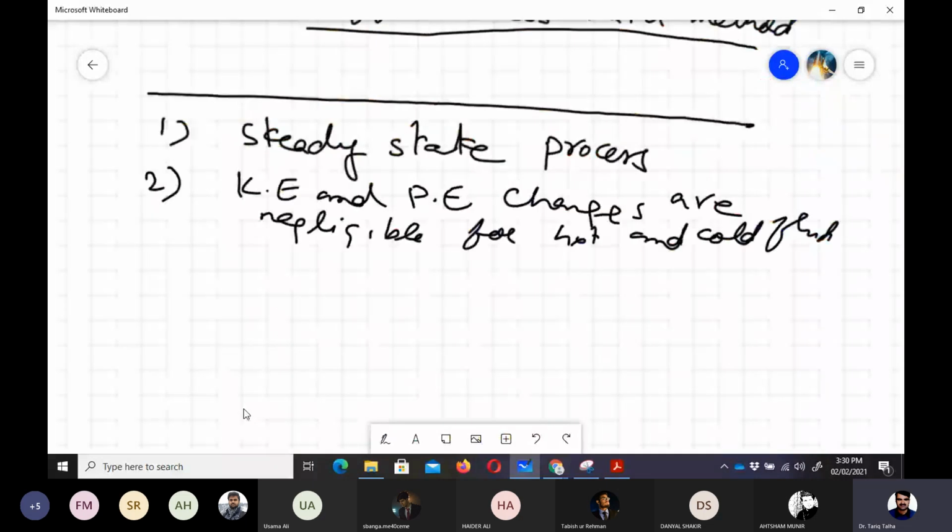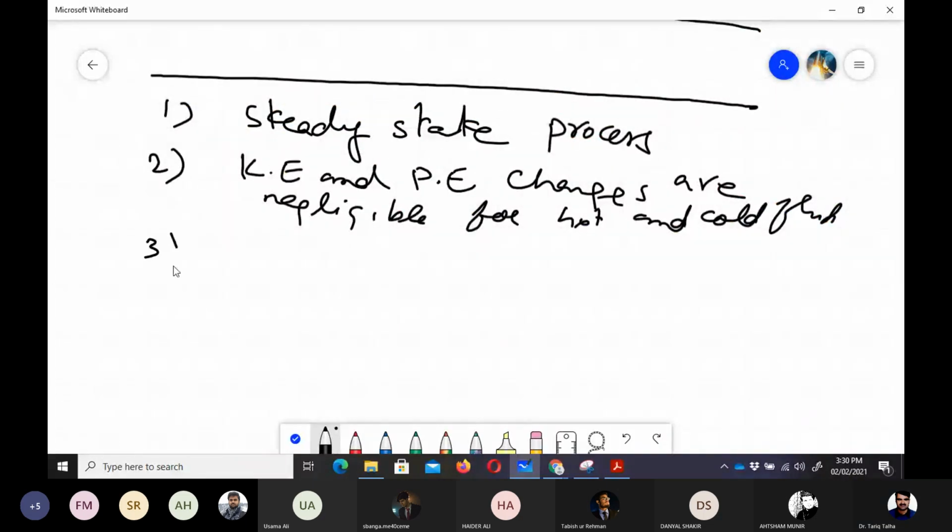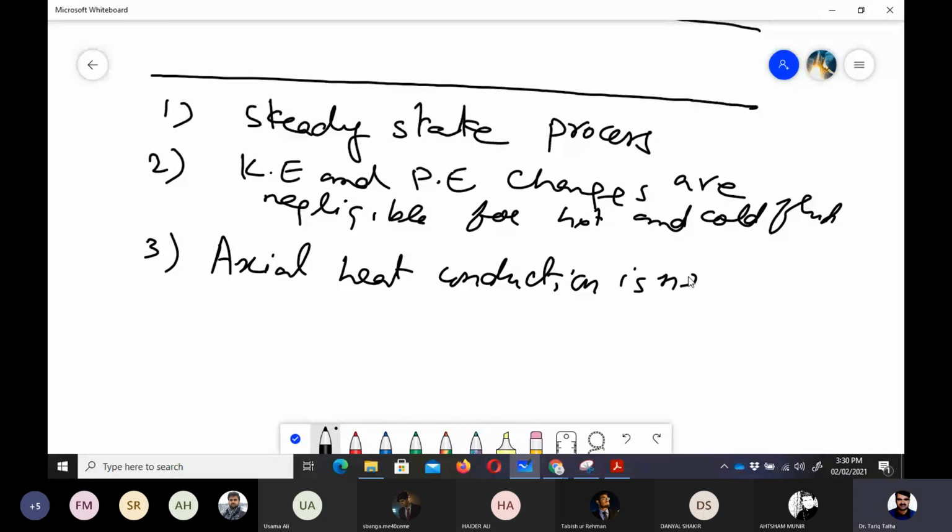Then we also say that axial heat conduction is negligible. It means that all the heat which is being transferred is between the hot and cold fluid in the radial direction. So that is the predominant direction of heat transfer in this.